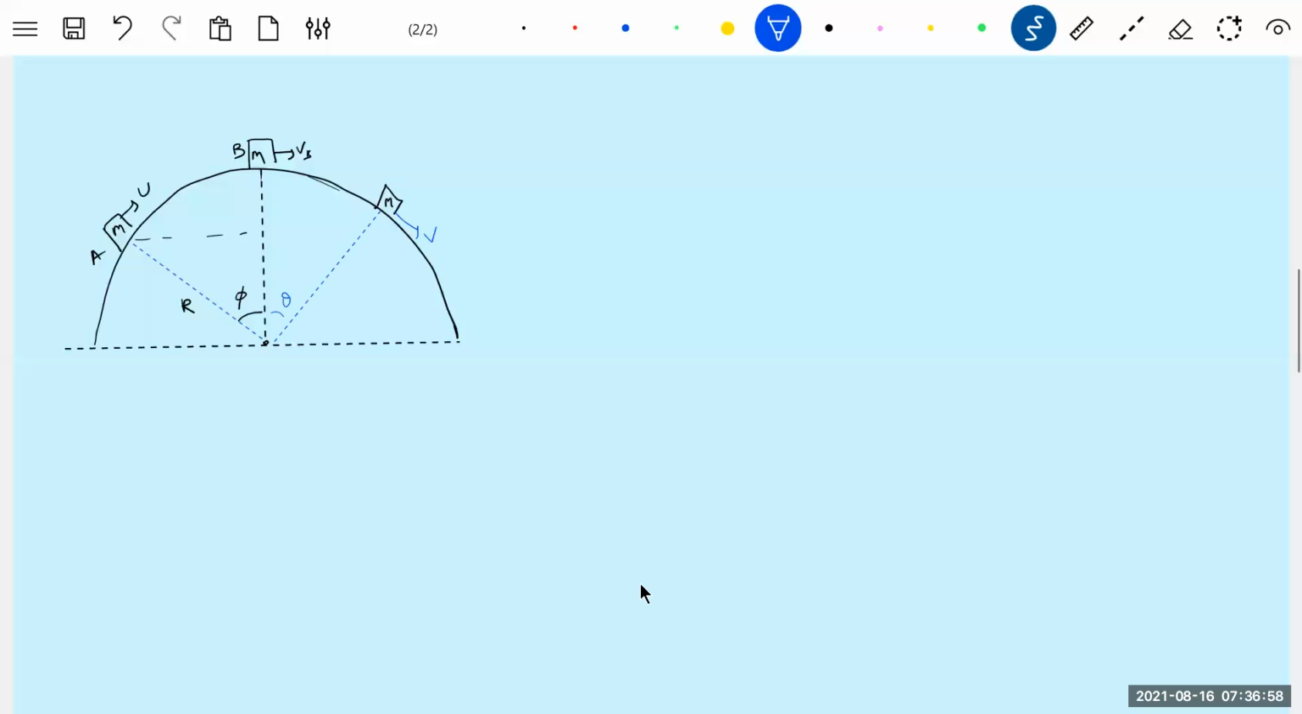Theta can be any other angle, not the cos inverse of 2 by 3. Okay, let me apply the conservation of mechanical energy principle. This is R, so what can be this side? And this will be H1.